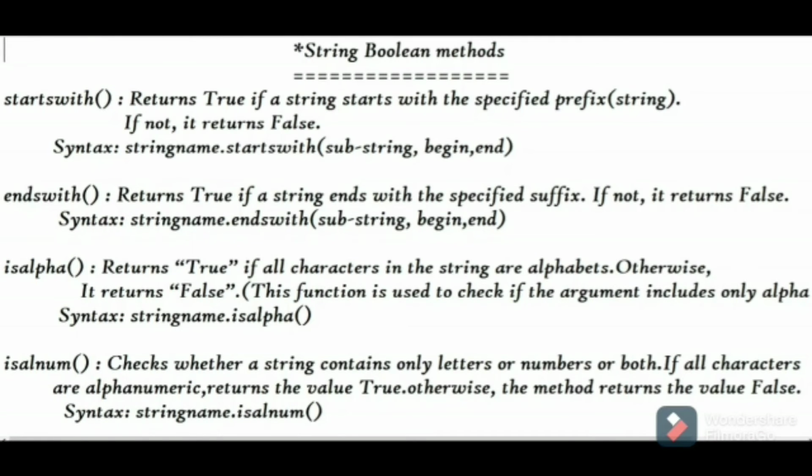We have seen about string justify methods. Now I would like to continue with string boolean methods. What are boolean methods? Boolean methods return a value in the form of true or false based upon certain conditions. Sometimes we are interested in strings which end with a particular substring or start with a particular substring.